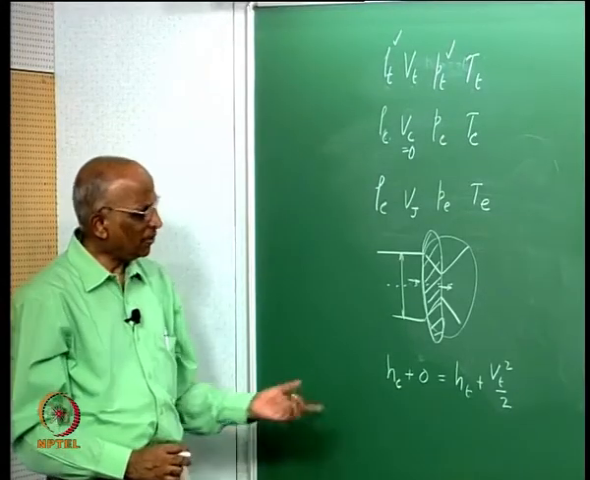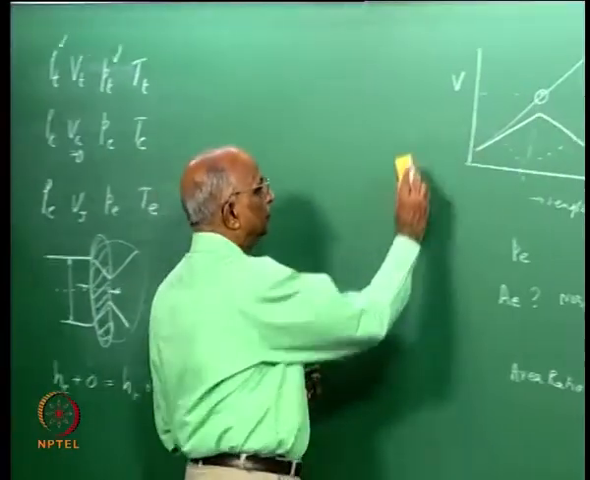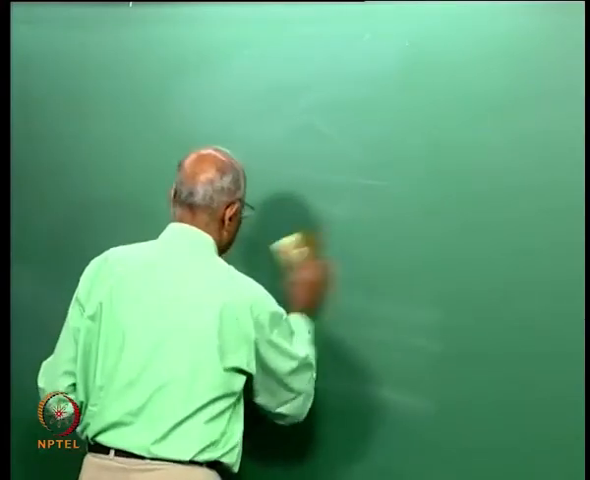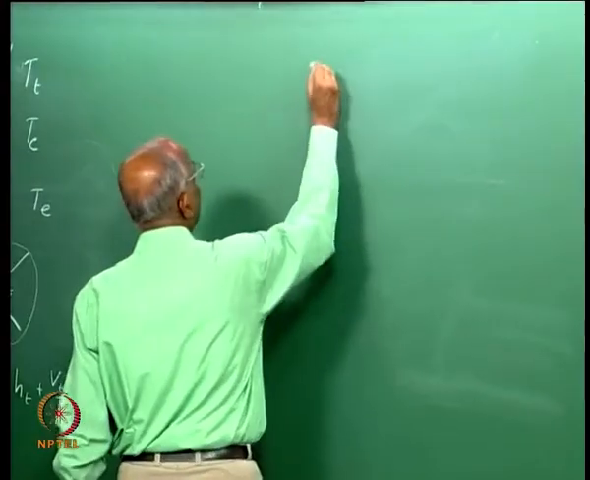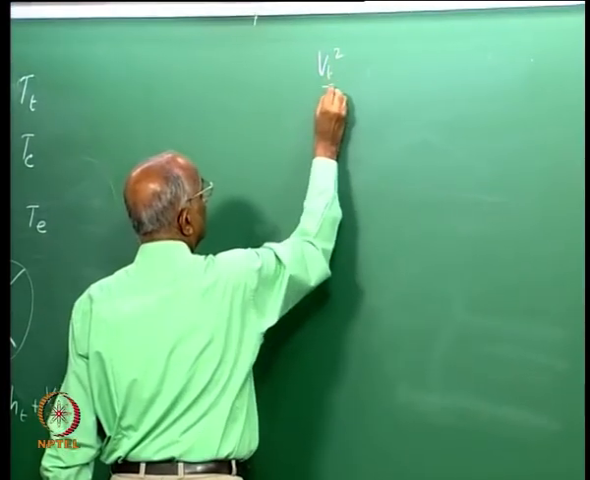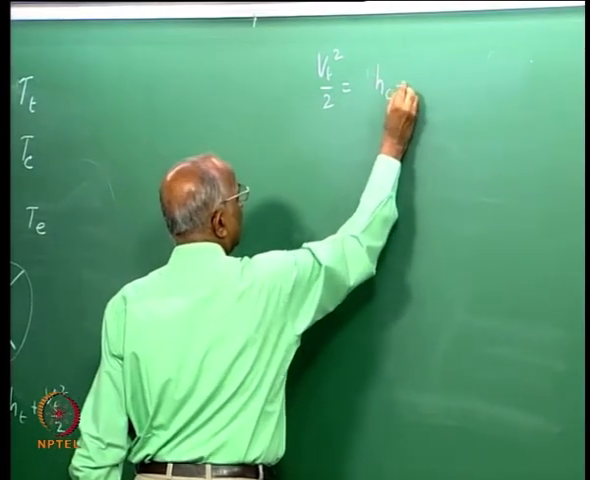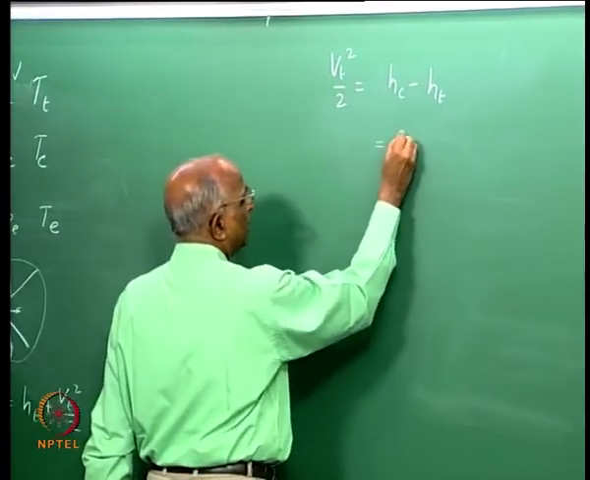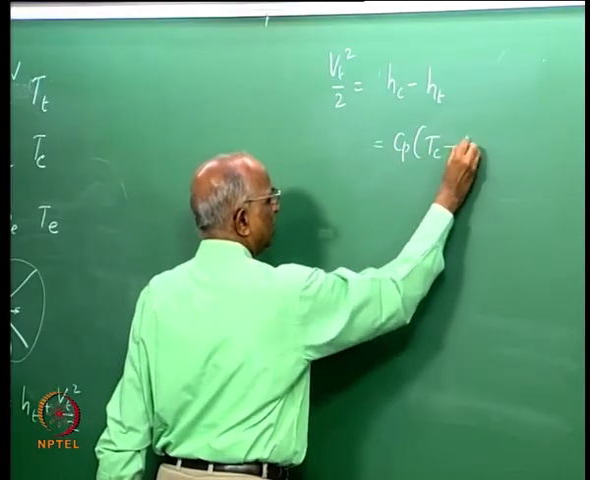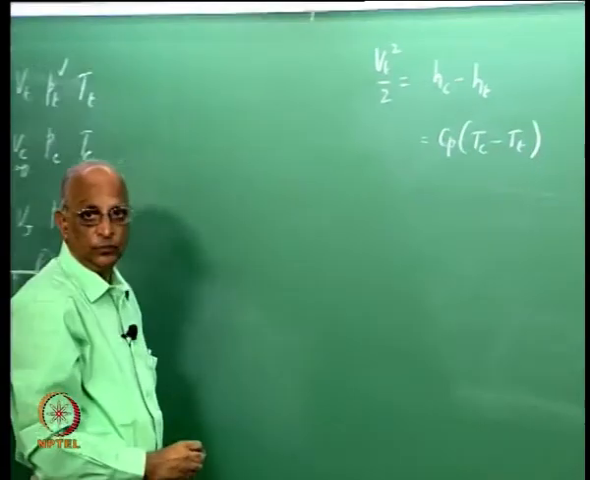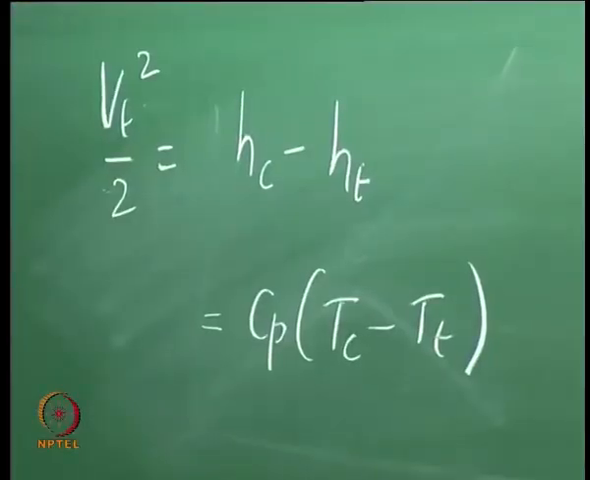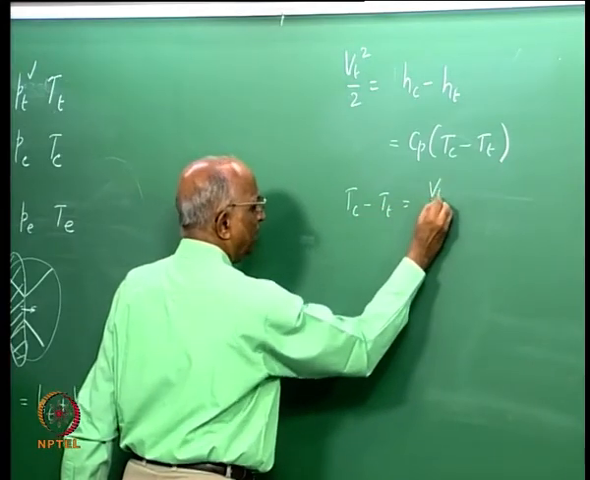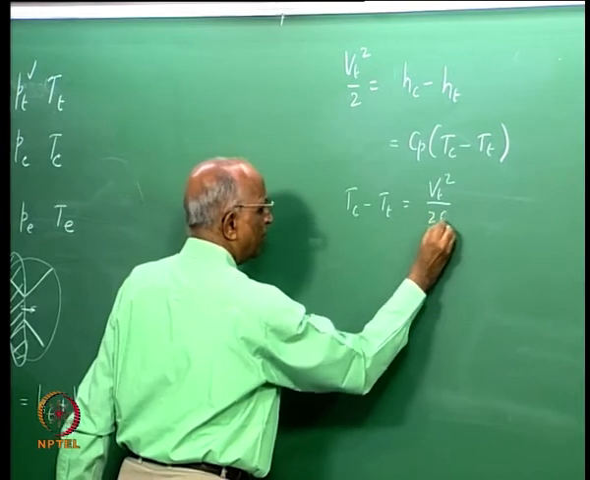Okay. Now, let us simplify this equation. We get from this equation Vt squared divided by 2 is equal to Hc minus Ht, and what is the difference in enthalpy? It is equal to Cp into Tc minus Tt, and therefore Tc minus Tt is equal to Vt square divided by 2 Cp.